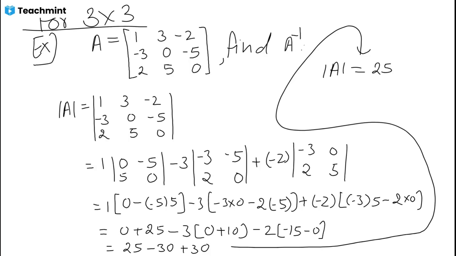Determinant of A is 25. Now we need to find adjoint to find inverse. So write down first this matrix A here: 1, 3, minus 2, minus 3, 0, minus 5, and 2, 5, and 0.